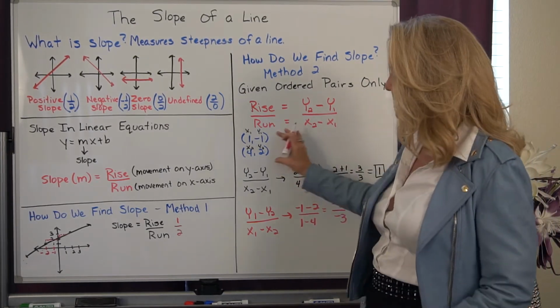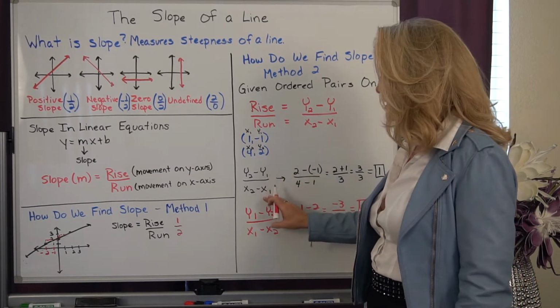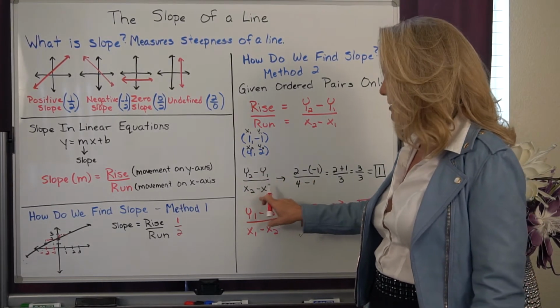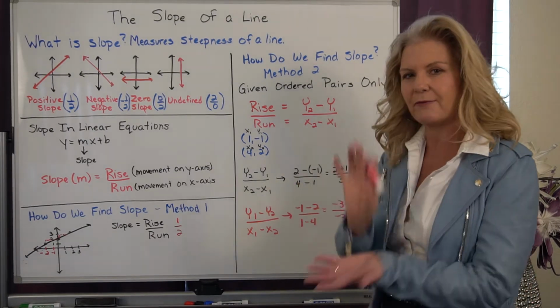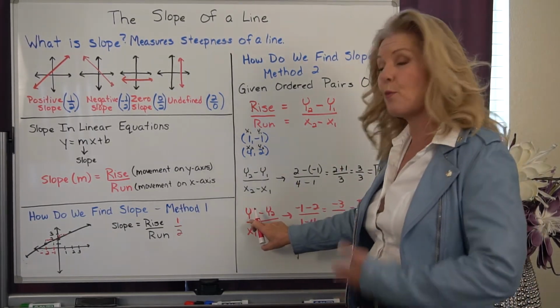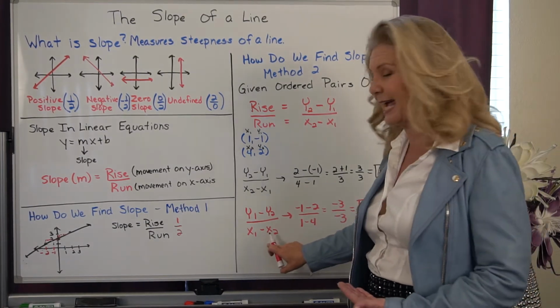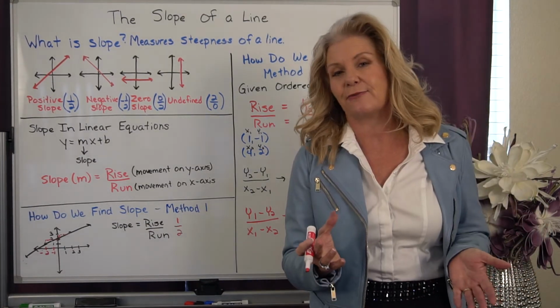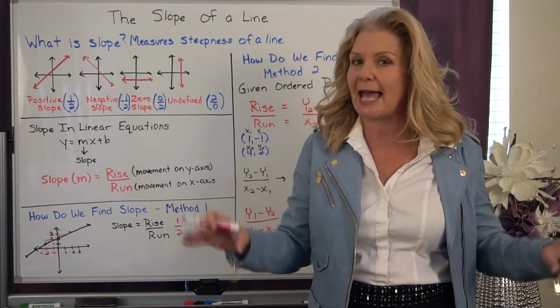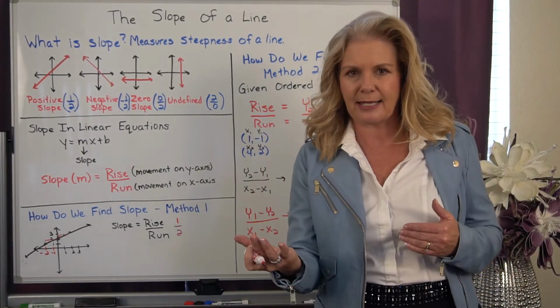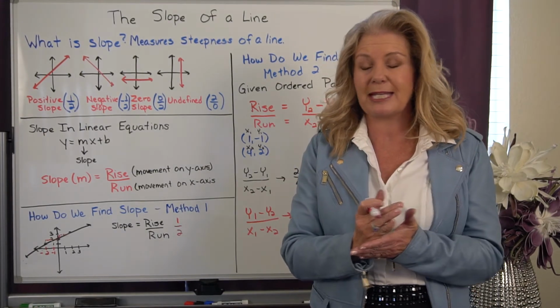So what I did is I took this ordered pair and I'm solving it first doing y2 minus y1 over x2 minus x1. Then I reversed it and I did y1 minus y2 over x1 minus x2. And my point here is for you to see it doesn't matter the order, whether you use the first or the second. All you have to do is be consistent.